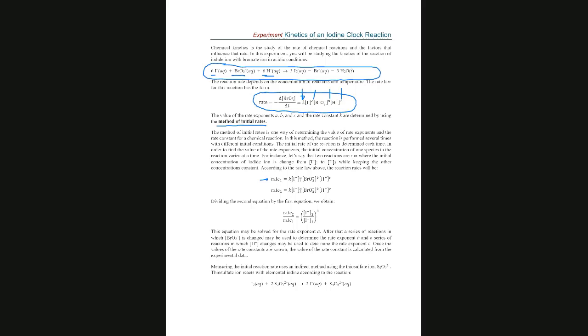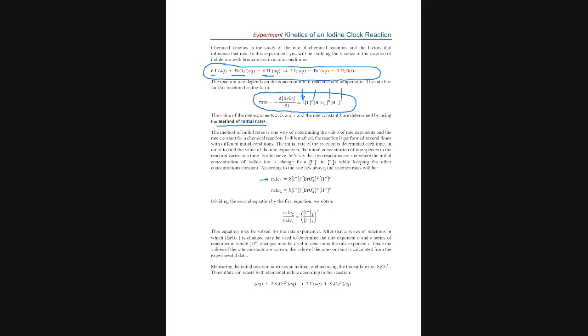We are writing the rate law. Rate equals K times concentration of one reactant. We have here the 3 reactants, the first raised to A, times concentration of bromate to B, and concentration of protons to C. But the method of initial rate is vary one of the 3 and keep the other 2 constant. Why? It's just a mathematical thing, not much other reason.